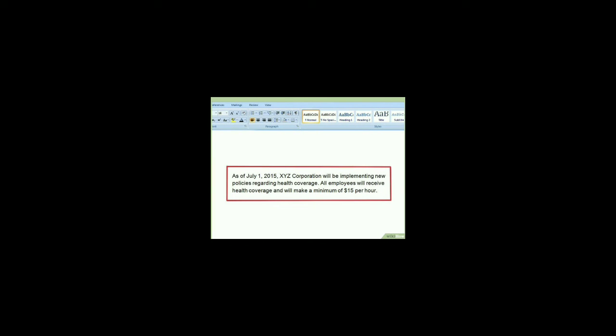Fourth, for example, at the beginning of the memo, you could write: effective January 1st, 2016, PT XYZ will implement a new policy on health protection. All employees and their family members will receive BPJS Class 1 health benefits every month.